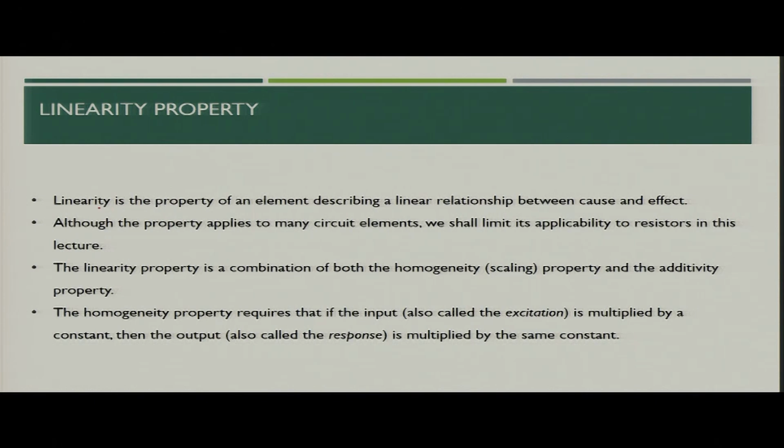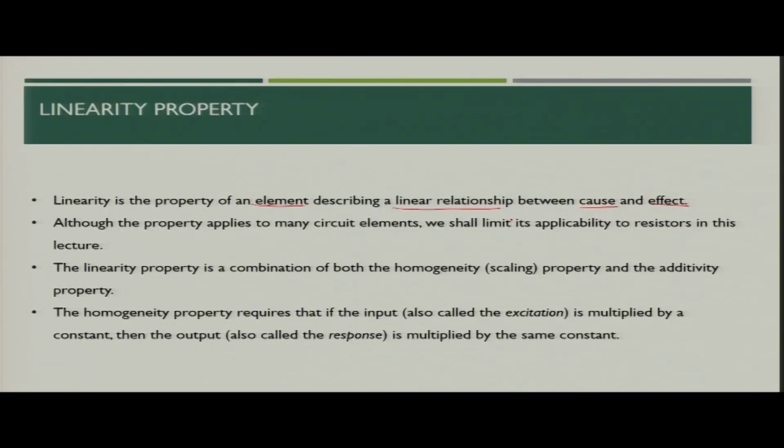So, what is linearity? Linearity is the property of an element describing a linear relationship between cause and effect. Cause can be an input, like if you provide voltage or current input, which causes the element to either absorb or dissipate the energy. So, voltage or current source is causing some phenomena inside the circuit, and as a result, that is the effect, you will get some output voltage or current at a particular element. The cause and effect will have a relationship which is linear in this case.